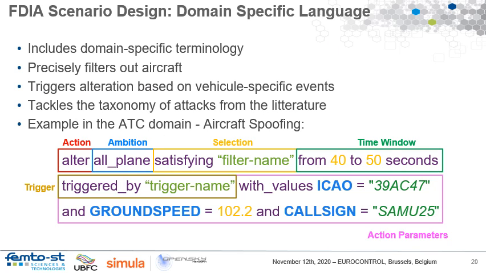What's more, now we added a domain-specific language, DSL. The idea is to include ATC-specific terminology, and we can precisely filter out aircraft. It can trigger alteration based on aircraft-specific events, and it usually tackles the taxonomy of attacks from the literature. Here is an example of an aircraft spoofing. So this is what it looks like. So the DSL is efficient for a productivity boost in a testing context, but it's hardly suitable as is for an AI testing purpose.